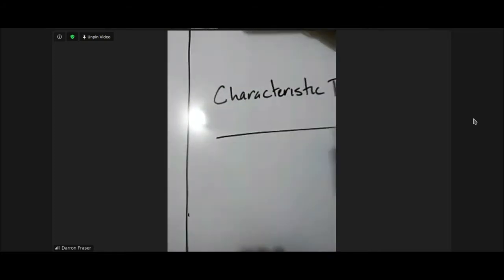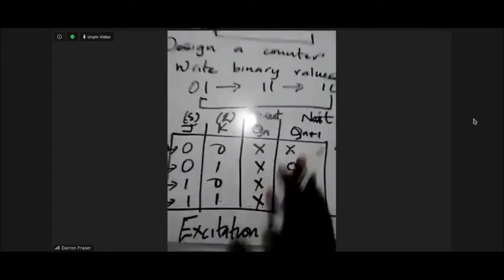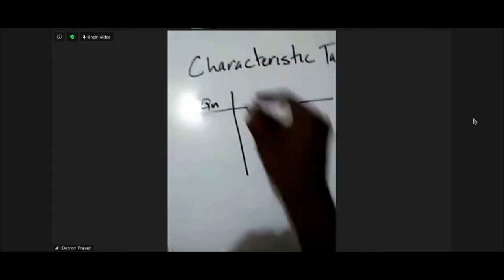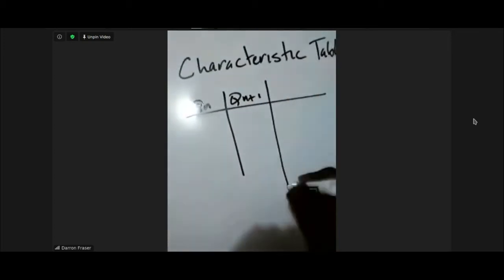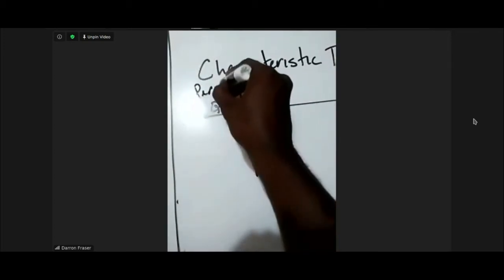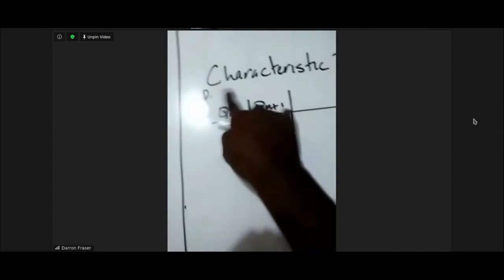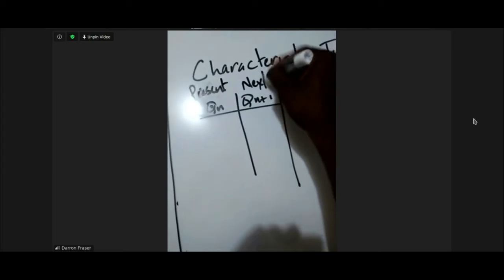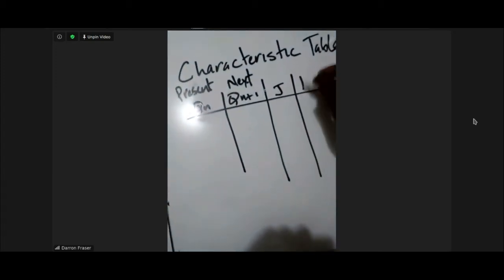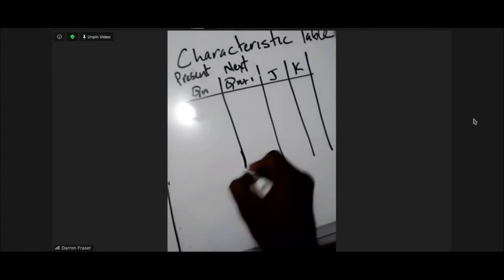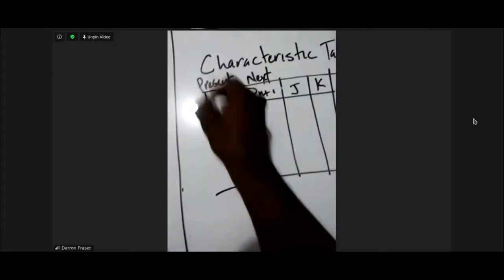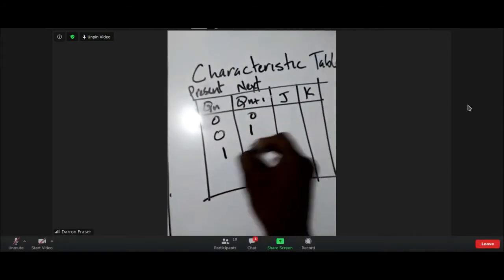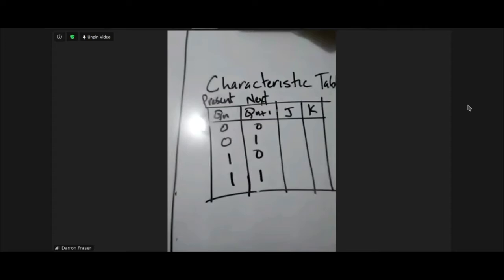So the characteristic table, turn this table backward. If we are at Qn, I want to go to Qn plus 1, the next state. So this is the present, if we are presently at this value, and we want to go to this next value. What values of J and K do we need? So now, if we are going to set up our table as before, we're going to work it out.